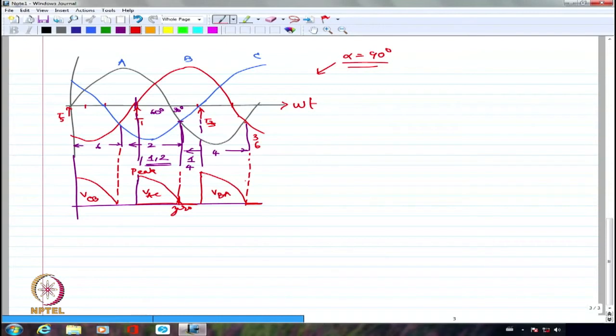But actually if you try to derive the expression for each of the cases, you would see that it will be 3Vm by 2 pi into (1 plus cos alpha). This is what you will get irrespective of whatever your alpha is. This will be the VDC average for the semi-converter.